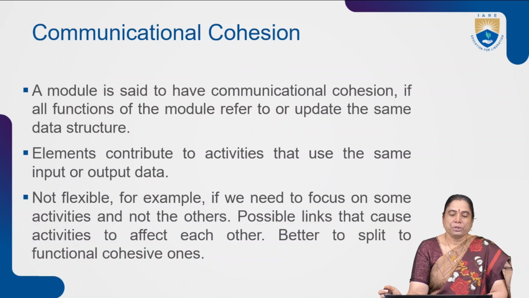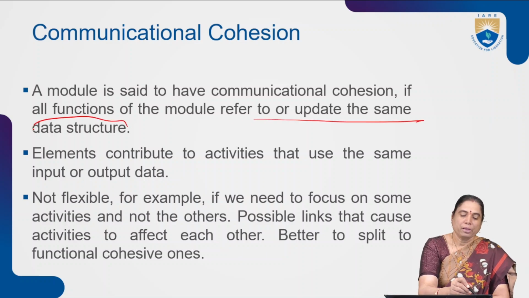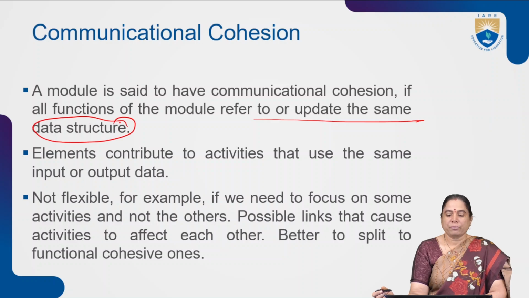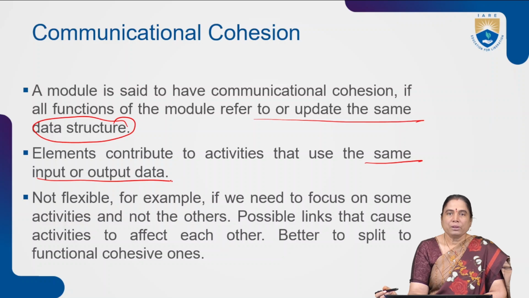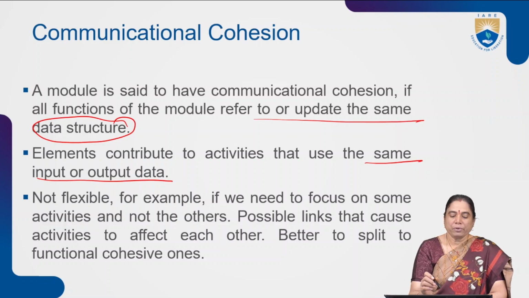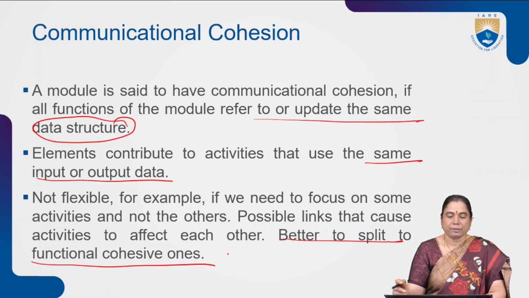The next variety of cohesion is communicational cohesion. A module is said to have communicational cohesion if all functions of the module refer to or update the same data structure. So elements contribute to activities that use the same input-output data. It is not flexible. For example, there may be a need to focus on some activities and not the others. There are possible links that cause activities to affect each other. It is better to split these into functional cohesion ones.